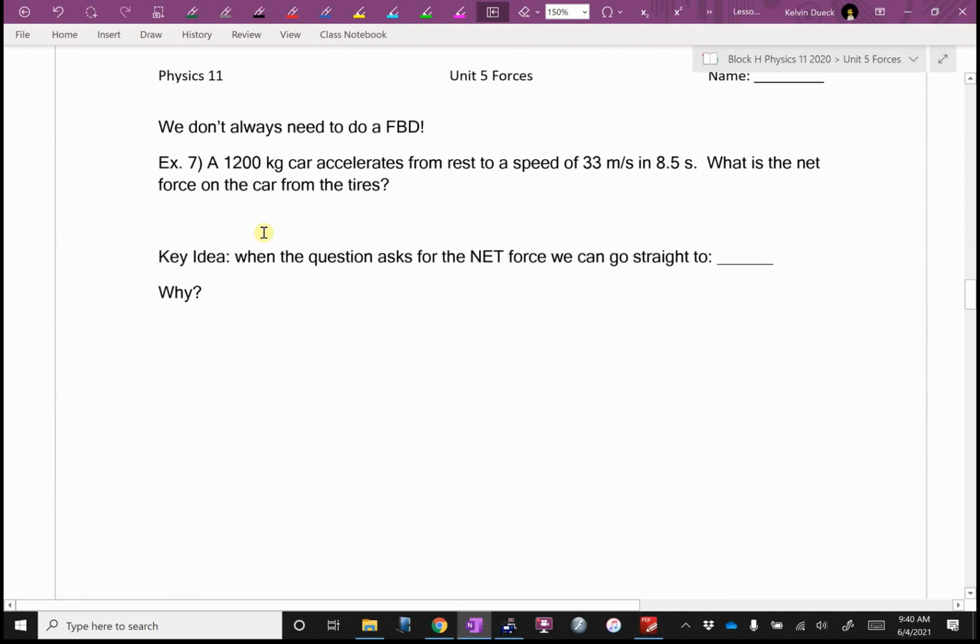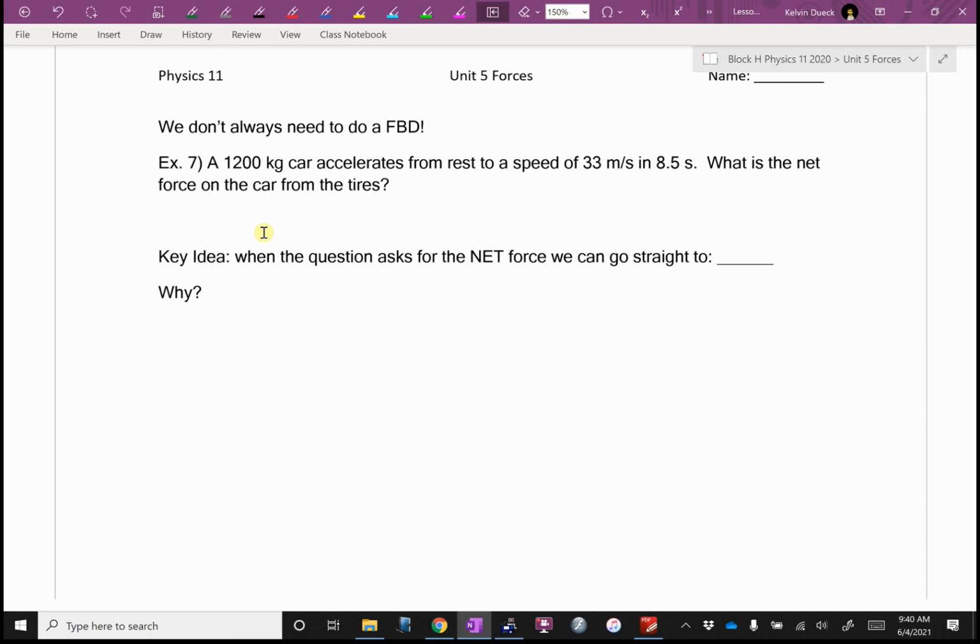Next page. We don't always need to do a free body diagram. There is a trigger word that says, I've done the free body diagram for you. Okay? Example 7 says this: a 1,200 kilogram car accelerates from rest to a speed of 33 meters per second in 8.5 seconds. What is the net force on the car from these tires?